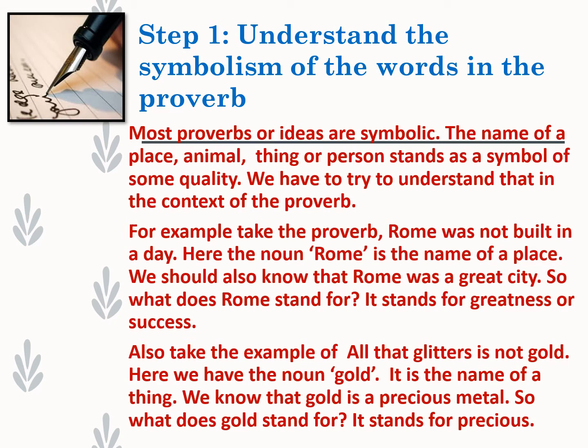So we have two proverbs here. Rome was not built in a day. Now when we understood the symbolism of Rome, we say, okay, greatness or success was not built in a day. Now you understand how to expand this. Then we have all that glitters is not gold. So now we know gold is a precious metal. So we know that all that shines or glitters is not expensive or precious. So we expand now on that.